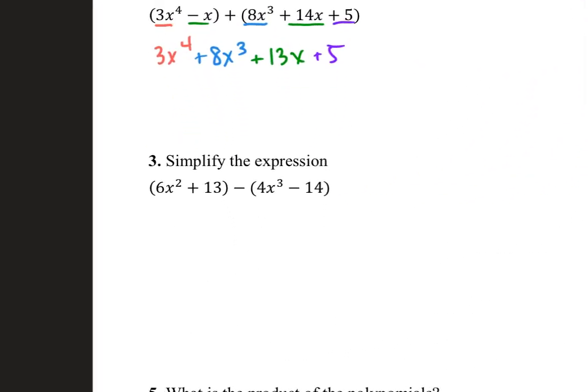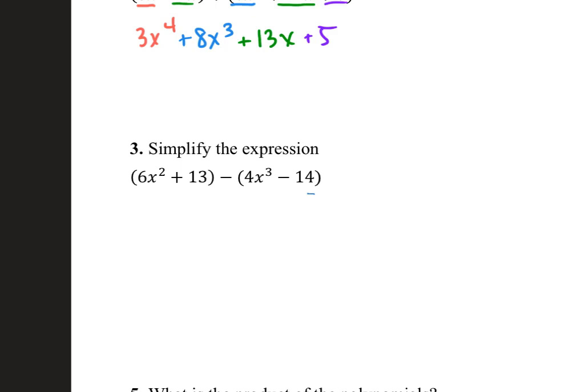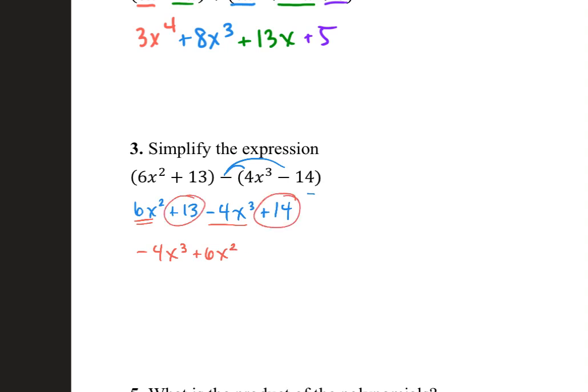All right, problem number 3 is another subtraction problem. So again, like the previous one, we're first going to distribute the negative. So we have 6x squared plus 13. And then this becomes minus 4x cubed plus 14, since we're switching the sign in the second parentheses. And now we combine like terms. So starting with the highest degree exponent, we have negative 4x cubed. Then we have our x squared term, so plus 6x squared. And then we have our constants. 13 and 14 makes 27.